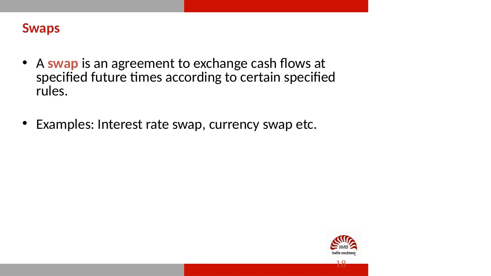What is a swap? One of the contracts is a swap. A swap is an agreement to exchange cash flows at specified future times according to certain specified rules. So in some sense, it is nothing but a series of forward contracts, each starting at different points in time and expiring at different points in time.